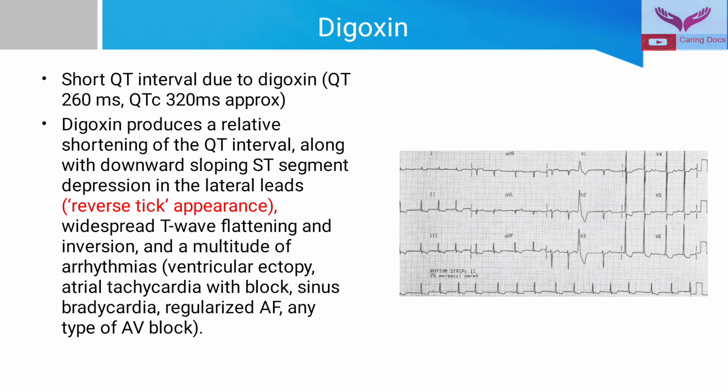In the patient on digoxin, we also see a short QT interval, and digoxin produces a relative shortening of the QT interval along with downward sloping ST segment depression in the lateral leads. This is the reverse tick appearance, where we get widespread T wave flattening and inversion and a multitude of arrhythmias. These arrhythmias can be ventricular ectopics, atrial tachycardia with block, sinus bradycardia, regularized AF, and any type of AV block.